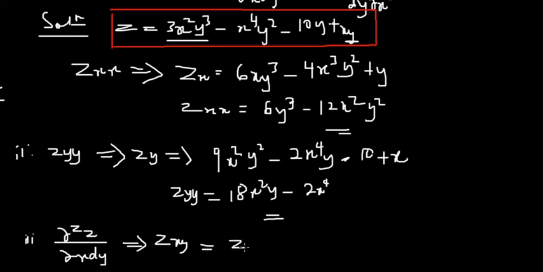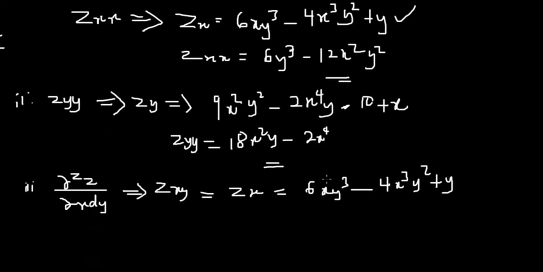So the first step is to partially differentiate the whole of this expression with respect to x, which we initially did over here, and had 6xy cube minus 4x cube y squared plus y. The next step is to partially differentiate with respect to y. First we differentiated with respect to only x.